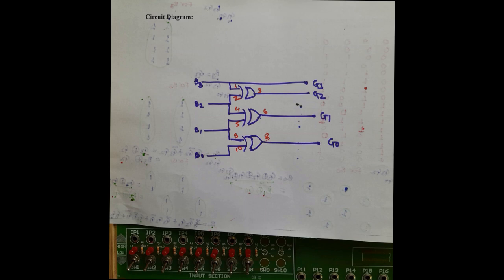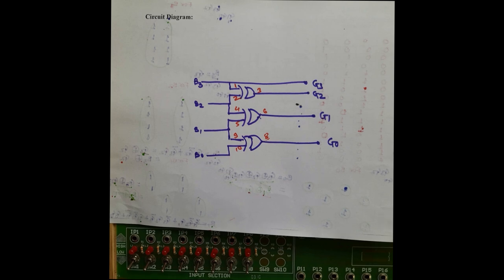Now observe first in this circuit diagram, the required logic gates are nothing but XOR gates. If you observe in this circuit diagram, there are only 3 XOR gates. On the IC 7486, there are 4 XOR gates. Out of 4 we need to use only 3 XOR gates. So here we require only one IC, that is 7486.